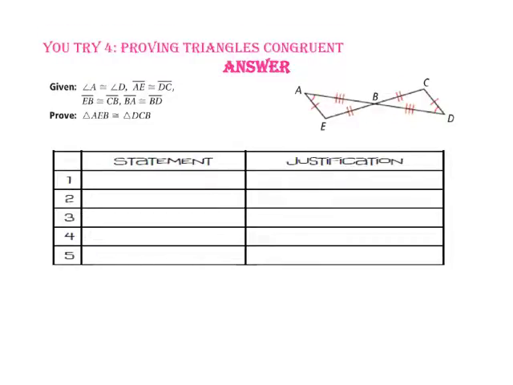Let's prove triangle AEB is congruent to triangle DCB by starting with the given information that angle A is congruent to angle D. We know that angle ABE is congruent to angle DBC because vertical angles are congruent. By the third angle theorem, we know that angle E is congruent to angle C. We also know that side AE is congruent to side DC, side EB is congruent to side CB, and side BA is congruent to side BD because it was given.